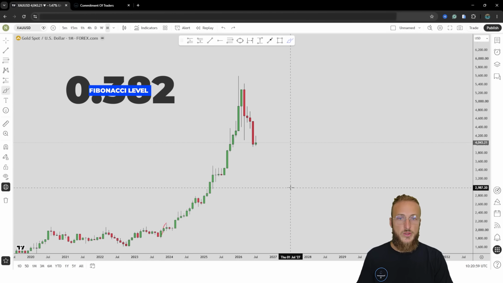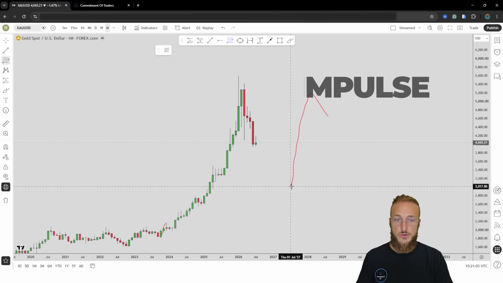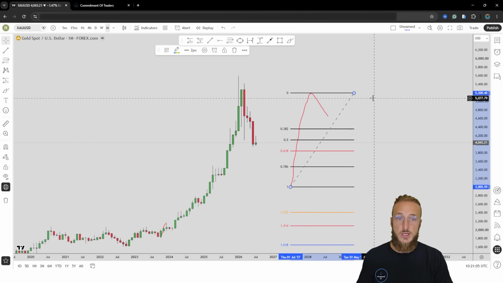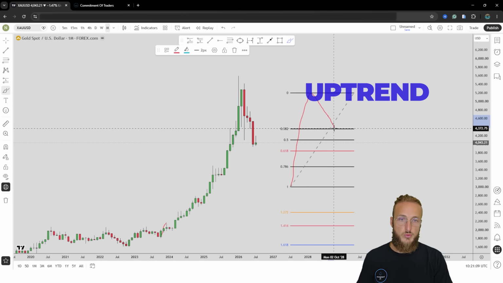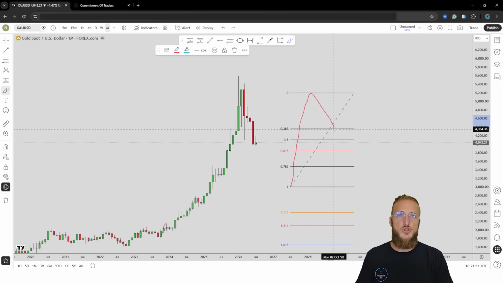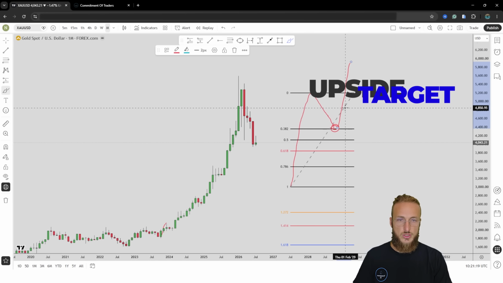Now, as you know, when you have an impulse and you want to measure the correction, you have to measure it with the Fibonacci retracement levels. And a strong uptrend will not manage to retrace more than the 0.32 because immediately new institutional buyers will enter the market, protecting the support level and creating the next leg to the upside. So the continuation to the upside.